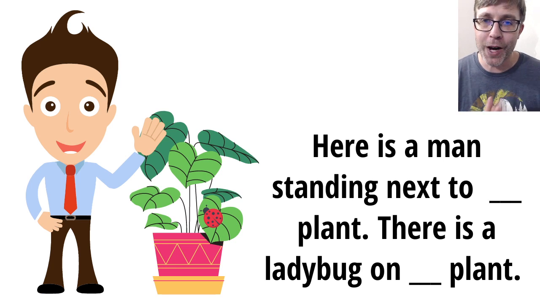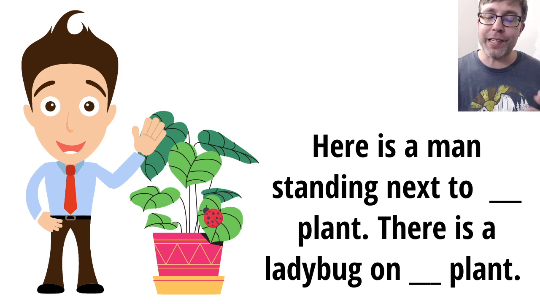So what two articles would you use to complete these sentences so that it's correct? Here is a man standing next to plant. There is a ladybug on plant. Excellent. Perfect. Mahmoud, Anawat, Zinat. So, yeah, Sleepwalker.